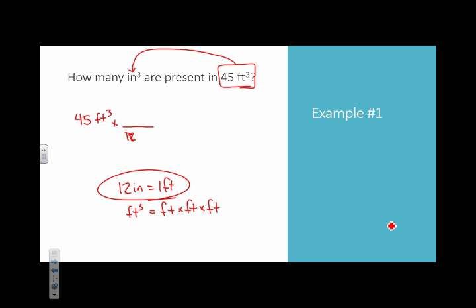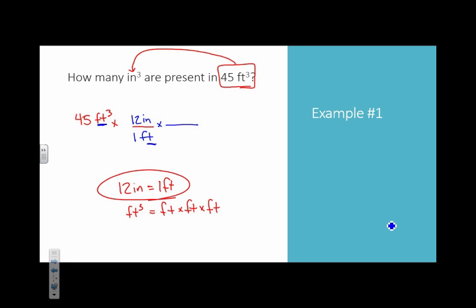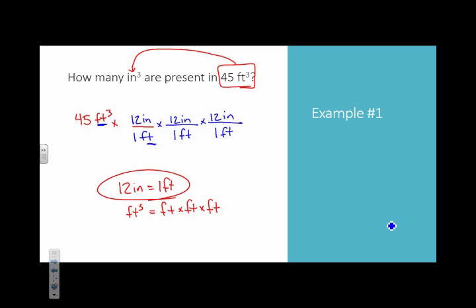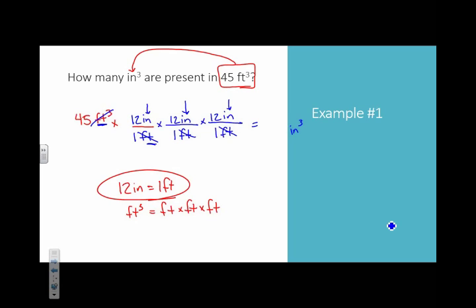Whoops, except I don't want 12 inches down there on the bottom, because I want to make sure that my unit here is my unit down here. So I have 1 foot is equal to 12 inches. And then that gets rid of 1 of the feet. And here I'll get rid of a 2nd foot. And finally, I'll get rid of the 3rd one. And when I do that, all of those feet cancel out. And simultaneously, now I have inches times inches times inches, which is inches cubed, which is what I wanted.